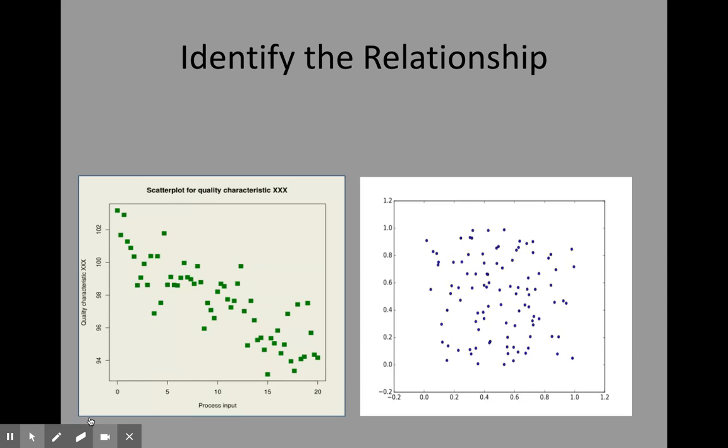And so on this one, I would like you to identify the type of relationship. Is it strong? Is it moderate? Is it weak? Is it positive or negative? Or is there no relationship at all?